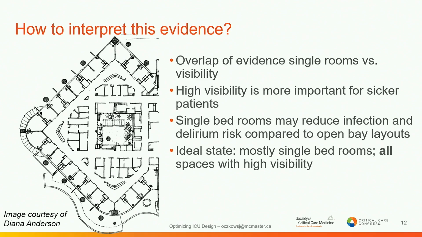And so when you think about it, the ideal state is really one where you've got primarily, if not entirely, single bedrooms, but those spaces have to have visibility. So there's an important caveat here. Single rooms are useful in reducing infection and delirium, but if they're all in a big line and you can't actually see all the patients there, eyes on the patient, you might be causing harm.